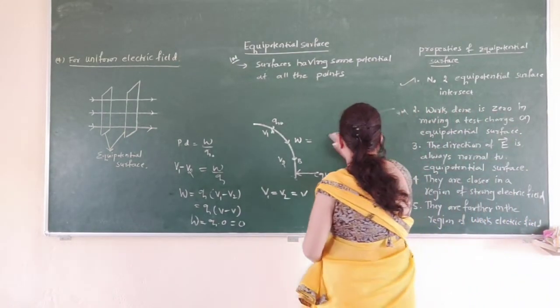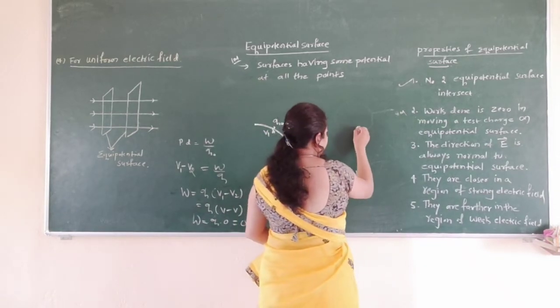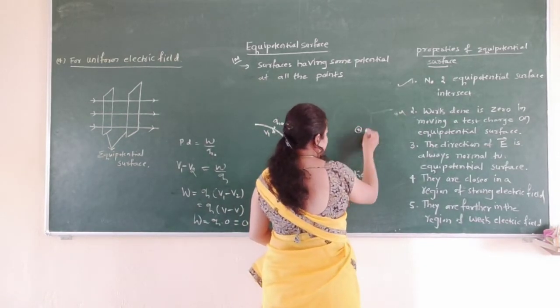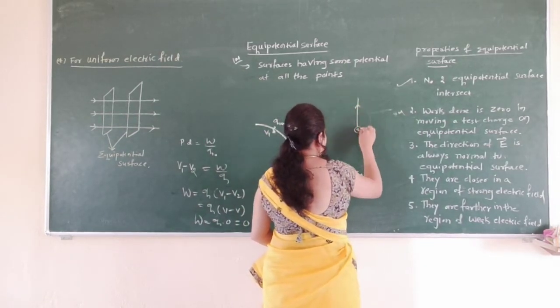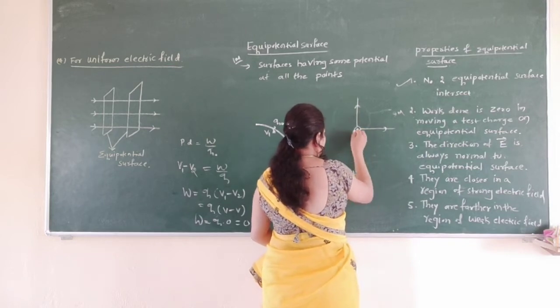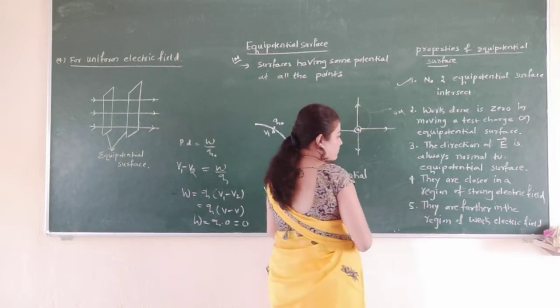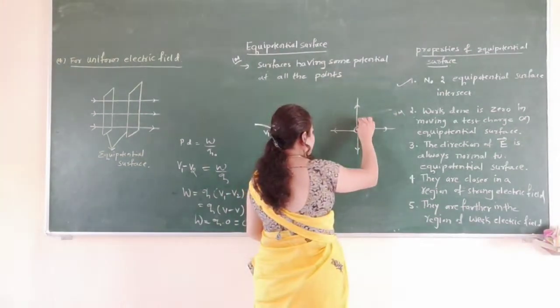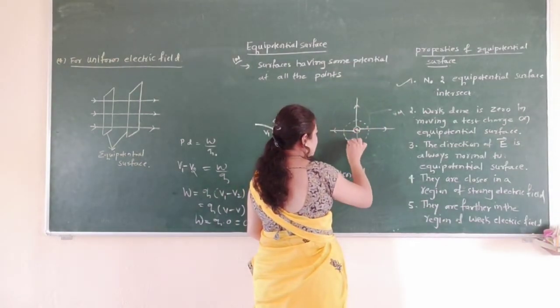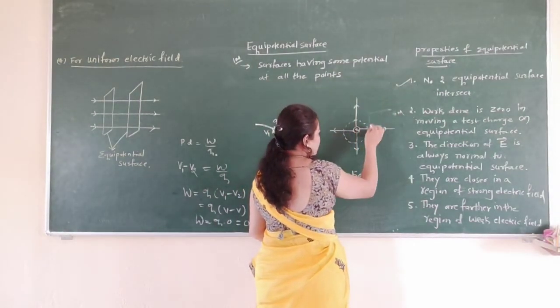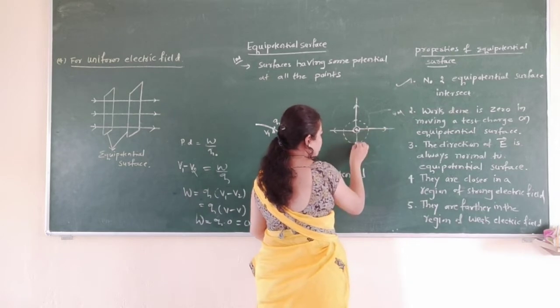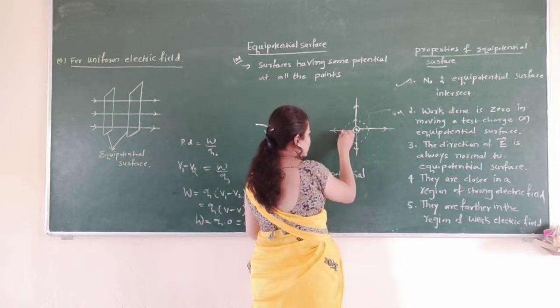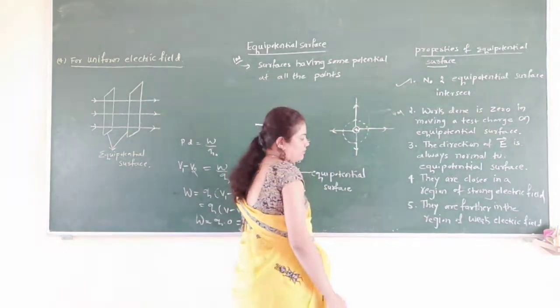So now look, take this as the source charge. Electric field lines are shown like this. What do electric field lines represent? They represent the direction of the electric field. So the equipotential surface is like this. At this point it is normal, at this point also it is normal, at this point also it is perpendicular, at this point also perpendicular.